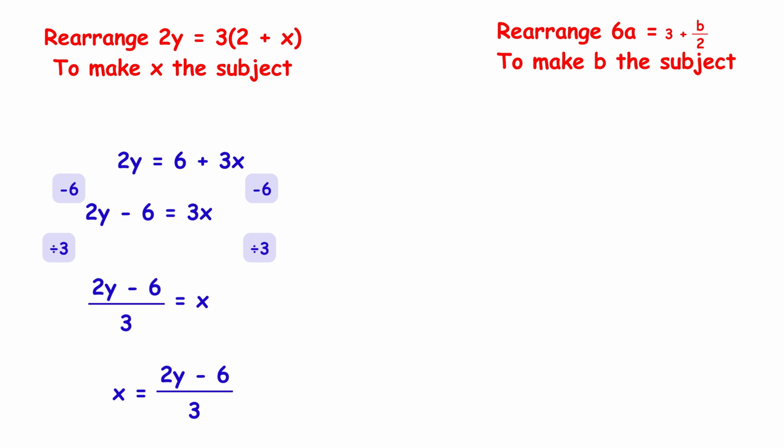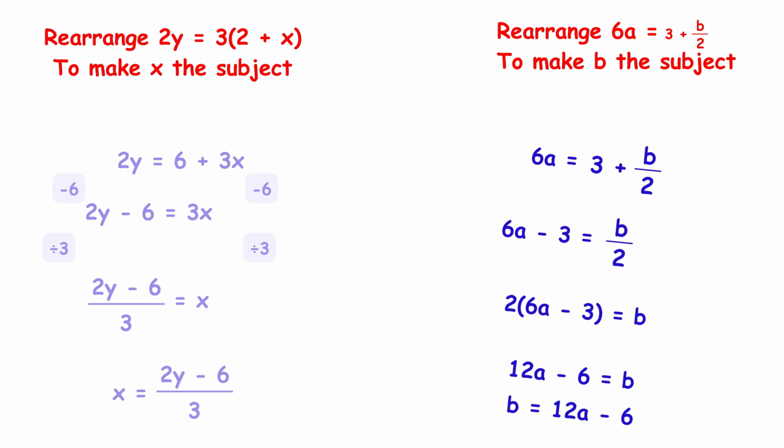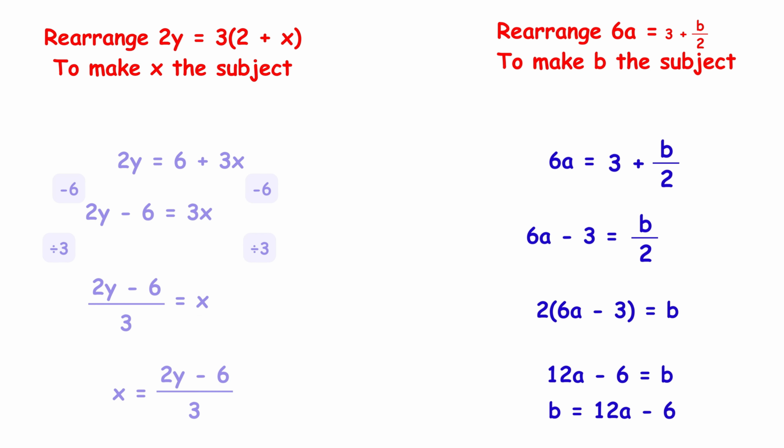For the last question, the first thing we do is subtract 3 from both sides to get 6a minus 3 equals b over 2. Then to get b by itself, you just multiply both sides by 2. And again, it'll be the whole 6a minus 3 that you need to multiply by the 2. So you can expand the bracket by multiplying the 2 by 6a to get 12a, and by minus 3 to get minus 6, which will all equal b. So our final answer will be b equals 12a minus 6.